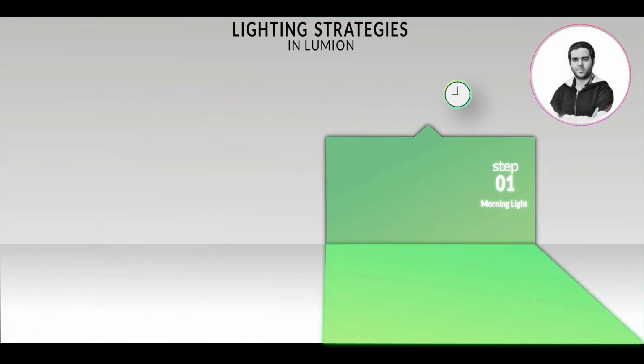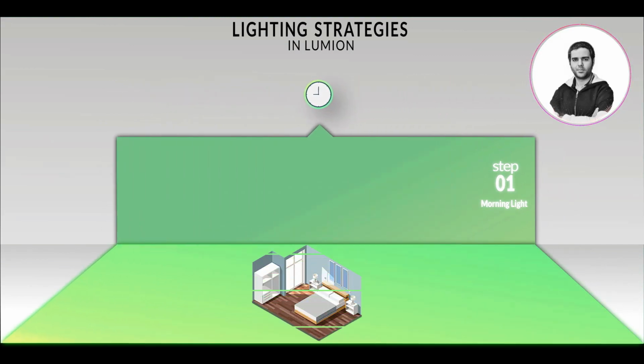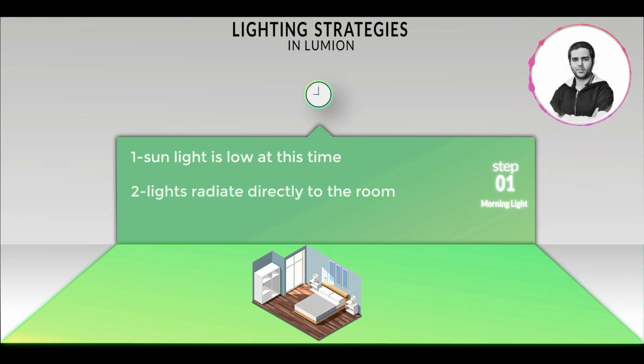This is the first episode and it's about the morning light. The sunlight is going to be low at this time, and we have direct lights inside the room with a sharp angle. The color of the light is a little bit cooler than noontime because of the morning sky color. Okay, let's start the video and see how it's going to be in Lumion.